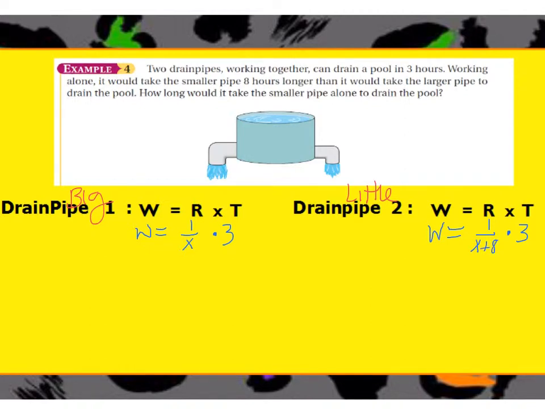Okay, let's set this equation up. The big drain pipe, the work that it completes is going to end up simplifying to 3/x, plus the work that the little drain pipe does is going to be 3/(x plus 8). And together, that's going to equal 1 completed job. Then you have to do the algebra on it. We're going to find a common denominator. Looks like it's going to be x and x plus 8.